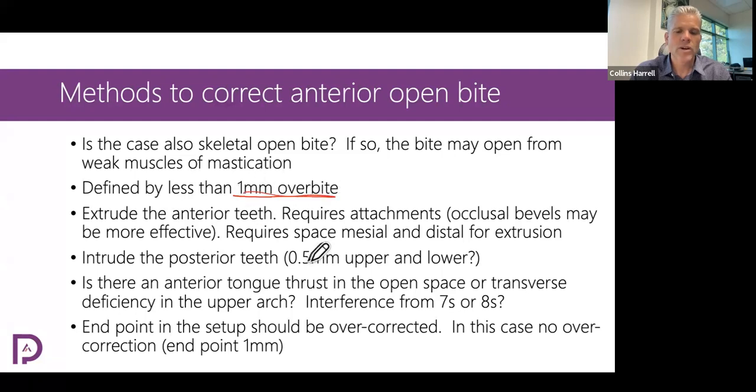Okay, so if we have less than 1 millimeter of overbite, that defines the open bite, which is what we have in this case, even though there are some light contacts on the anterior teeth. Often we're going to be extruding the anterior teeth in order to close the open bite, and that's going to require attachments, horizontal attachments, so the aligner has something to push on, like I drew a minute ago.